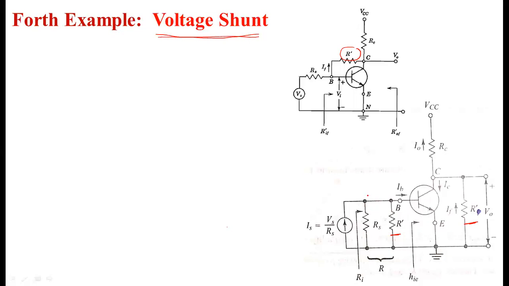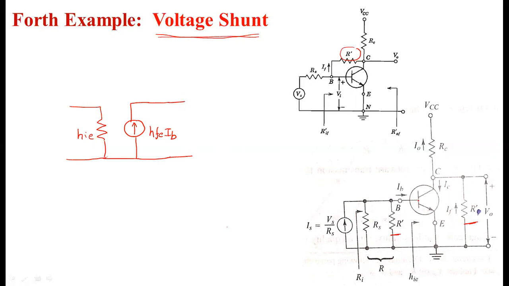Now we have to draw the hybrid model or simplified hybrid model for this. So first of all, the first step, we have to ground, which we'll do later on. Now the second step is to draw the simplified hybrid model for the transistor. So let's draw it. Here we have HIE, and here we have the current source, that is the HFE-IB. Now we have to connect all other components as given in the circuit.